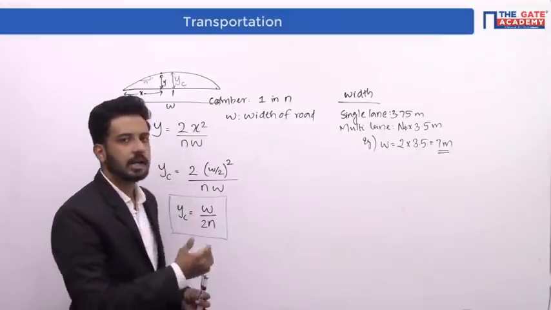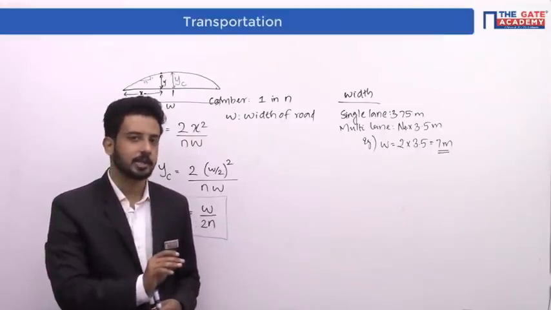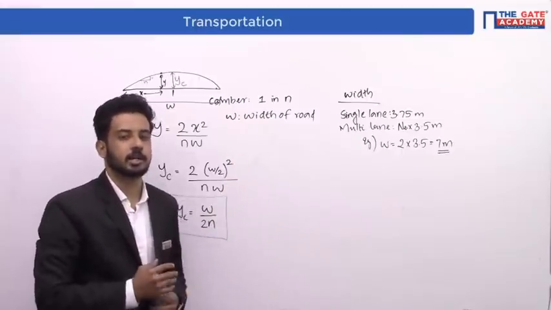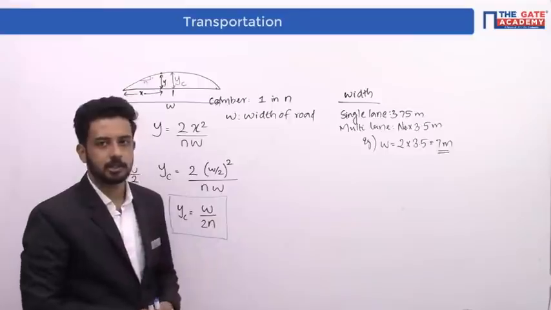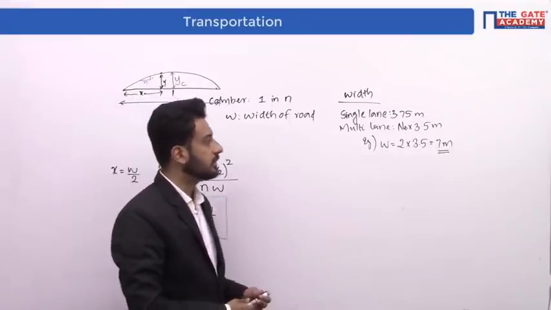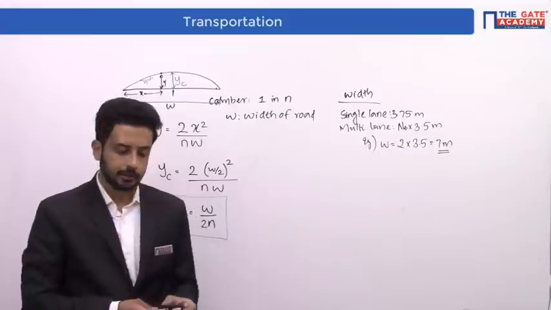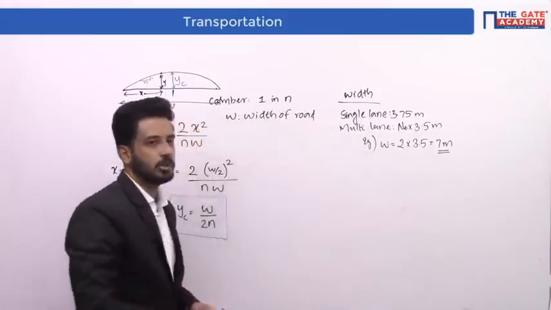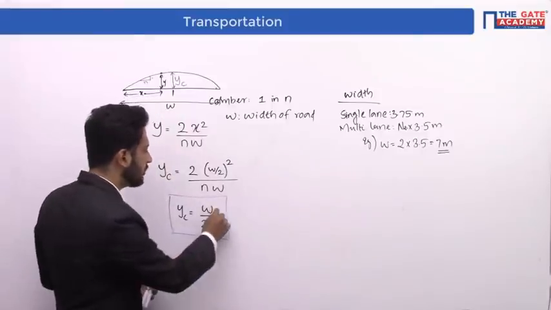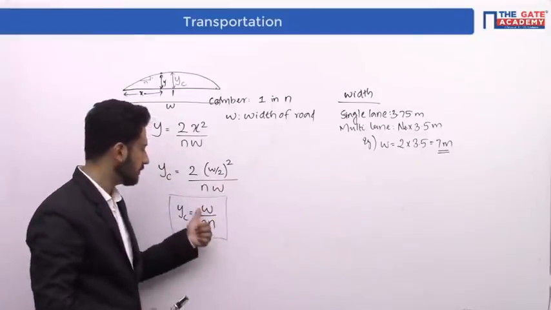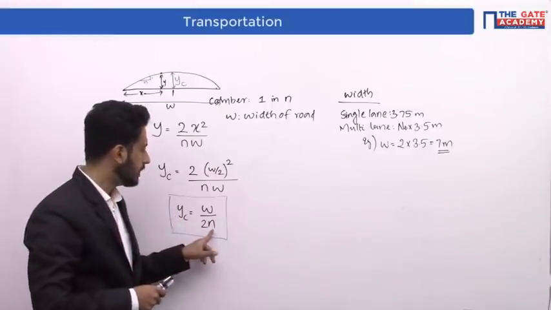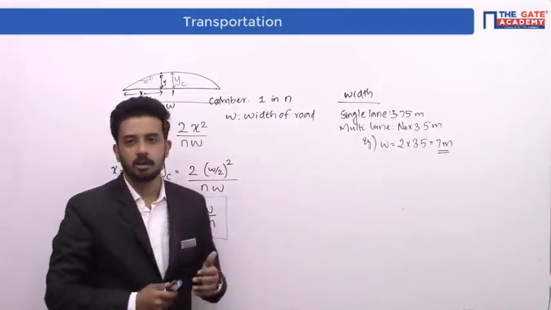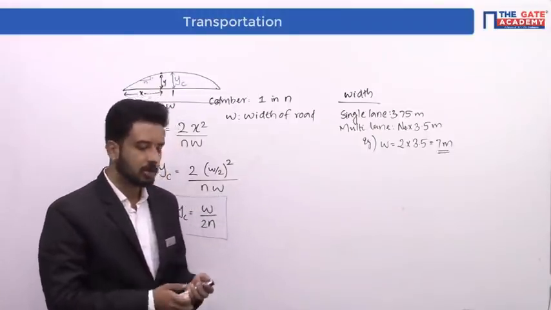If it was a single lane road, then not 1 into 3.5, for single lane we have to take 0.25 extra, 3.75 meter. So in this condition, they told that it is a 2-lane road, which means the value will be 2 into 3.5, which is 7 meter. So the numerator is okay, here we got 7 meter. Now I want to know the value of N. How can we find it out?